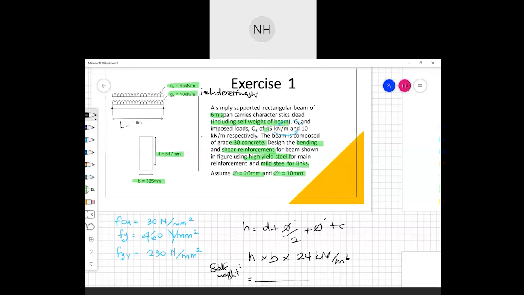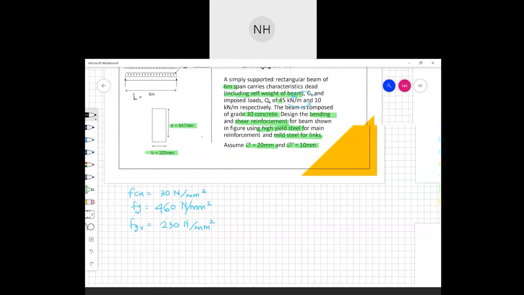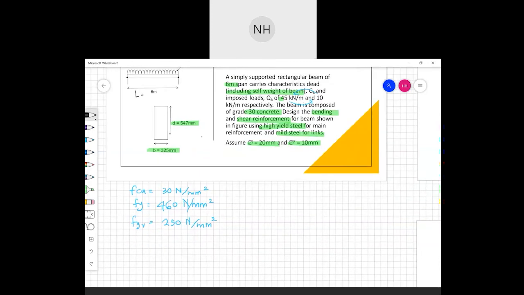So kita dah ada dia punya self weight, kita boleh masukkan pada dead load. If katakan tak ada this perkataan including self weight ni, maksudnya you kena kira asing, you kena add it manually. If not, tak perlu. In here dia dah cakap including, so kita just ambil je GK as what it is lah. Kita kira loading dulu.